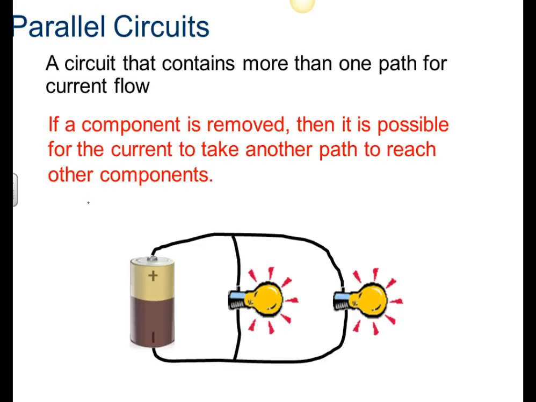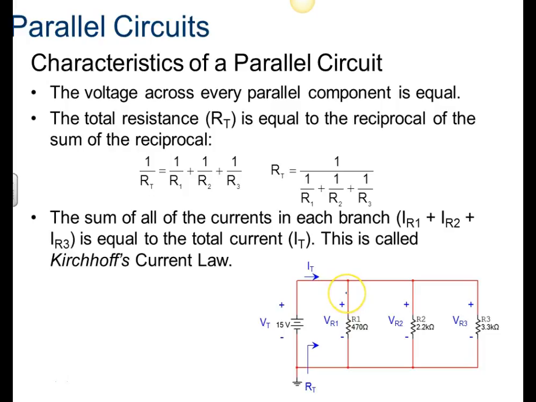All right, a parallel circuit is a circuit that contains more than one path for current flow. And if a component is removed, such as this, it is still possible for the current to take the other path to reach the component. So it can't go this way, but it could still go through this way. So this bulb will stay lit when this one is removed.